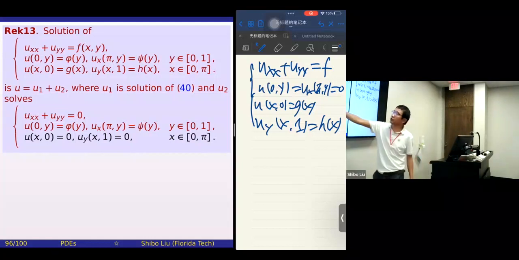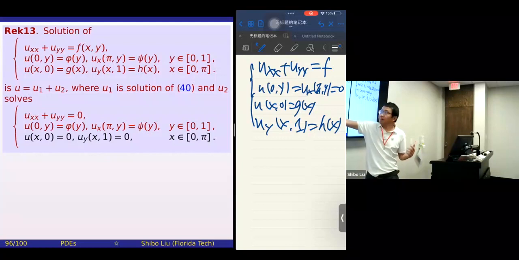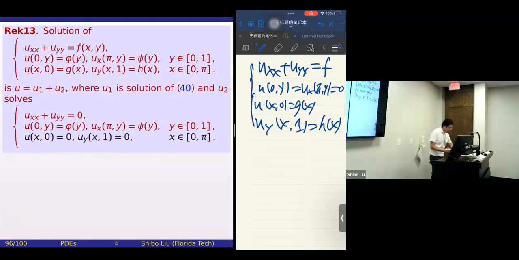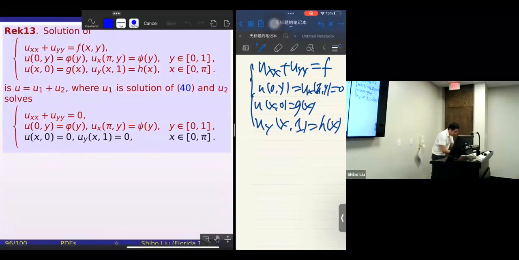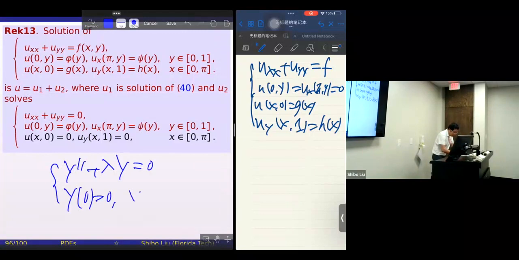Know that this is also solvable. But for this problem, the corresponding eigenvalue problem is a problem about y, not for x. Because at y equal to 0 and y equal to 1 we have homogeneous boundary conditions. So the corresponding eigenvalue problem for U2 should be y double prime plus lambda y equal to 0, y(0) is 0, y prime(1) is 0.